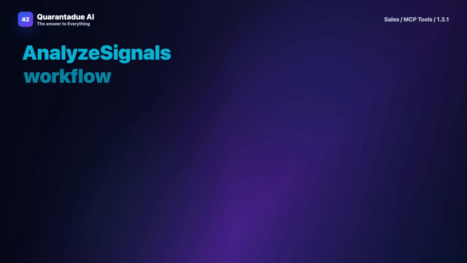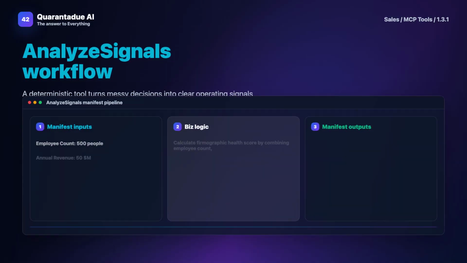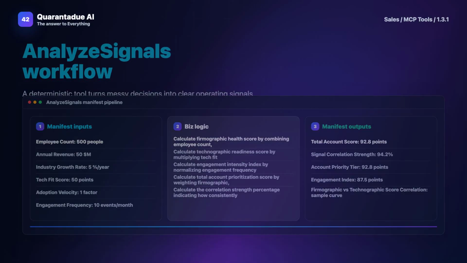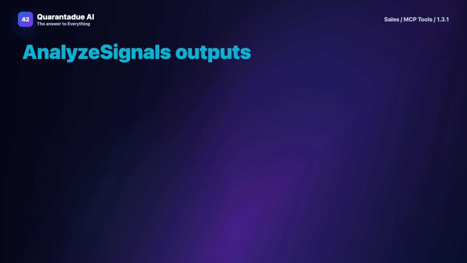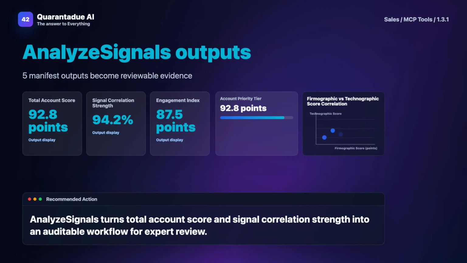Calculate Engagement Intensity Index by normalizing engagement frequency by employee count and comparing to industry benchmarks. Calculate Total Account Prioritization Score by weighting firmographic, technographic, and engagement scores, then adjusting for deal size potential. And calculate the correlation strength percentage, indicating how consistently the firmographic, technographic, and engagement scores align with each other. This keeps the process deterministic, reviewable, and aligned with how sales teams actually make decisions.